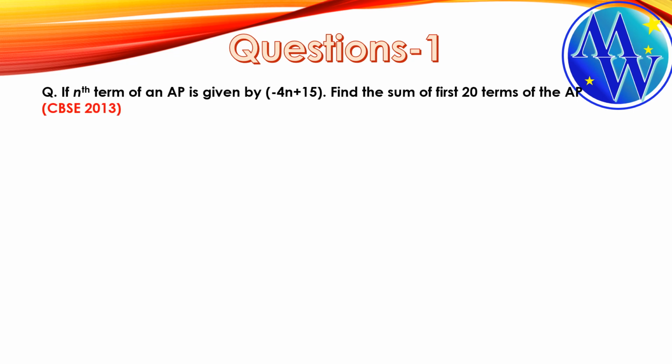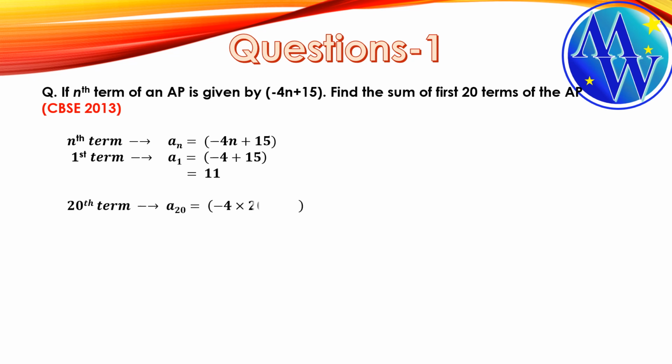the first 20 terms of the AP. Here the nth term is given, which is an equals minus 4n plus 15. So the first term a1 is equal to minus 4 plus 15, which equals 11. Now the 20th term is a20 equals minus 4 into 20 plus 15, which equals minus 80 plus 15, which is minus 65, which is the last term.